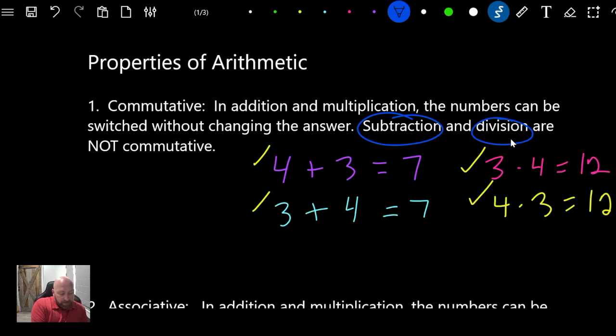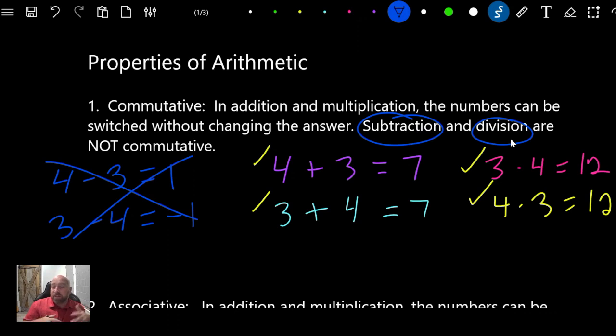So check this out. If I have 4 minus 3, I get 1. But if I have 3 minus 4, you're like, I don't even know how to do that. I don't even know what you're talking about right now. Exactly, you can't do that unless you have negative numbers, which we'll be learning in the next few lessons. You'll learn that this actually gives you -1. Okay, so these are not commutative. Division, same thing. It probably makes sense to you. 3 divided into 12 gives you 4, but you can't do 12 divided into 3.